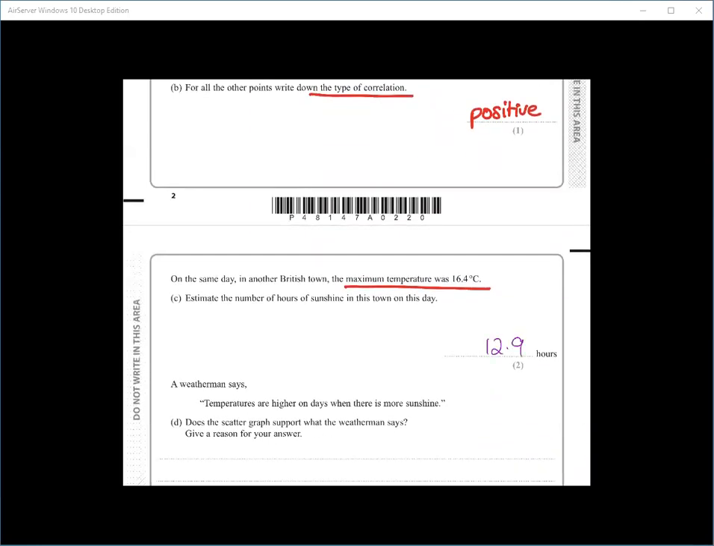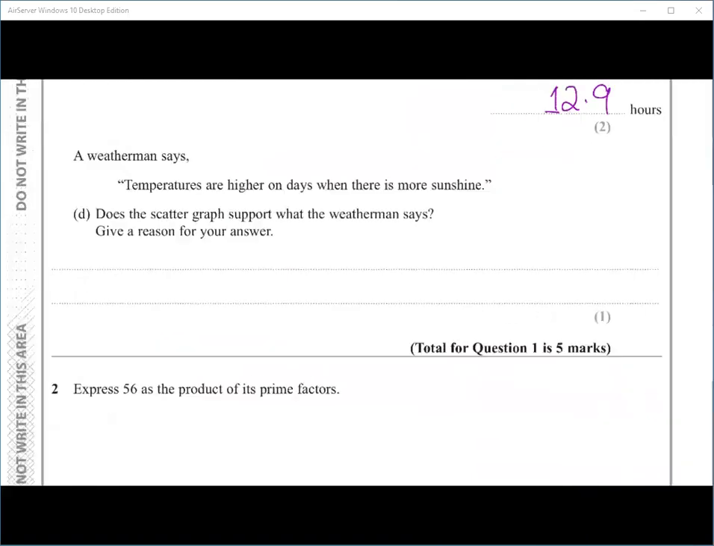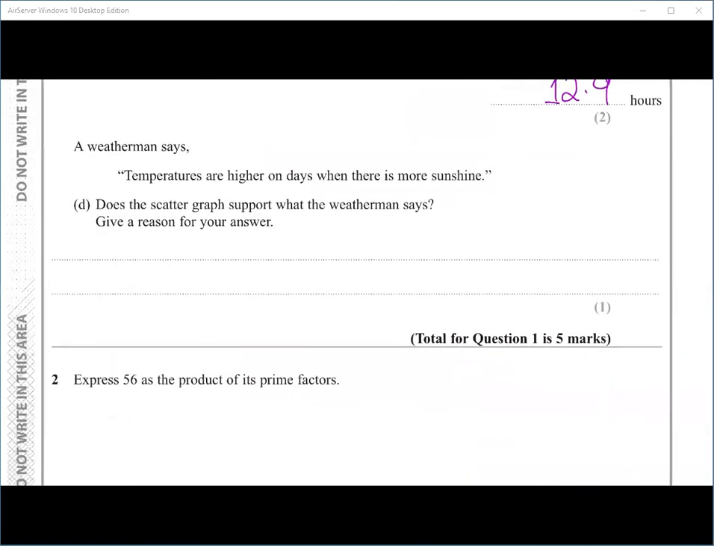Shall I carry on? A weatherman says the temperatures are high on days where there's more sunshine. Does the scatter graph support what the weatherman says? Give a reason for your answer. So what would you say for that one? Yeah, so yes. Yes, the weatherman is correct.